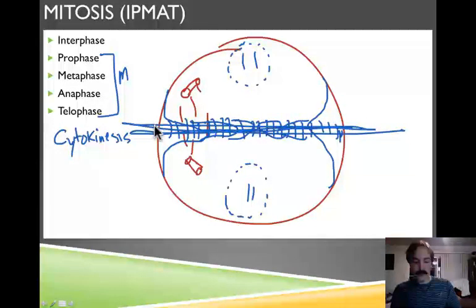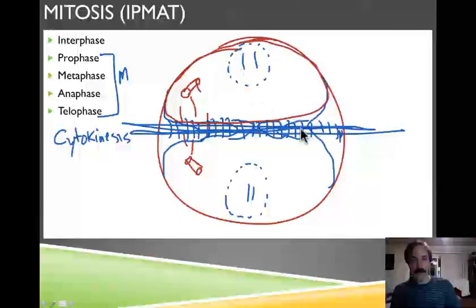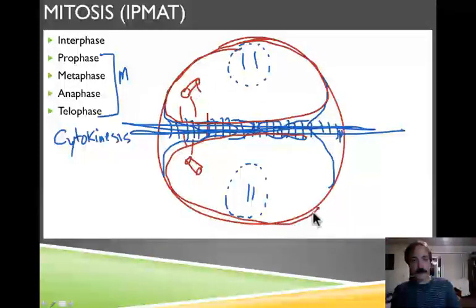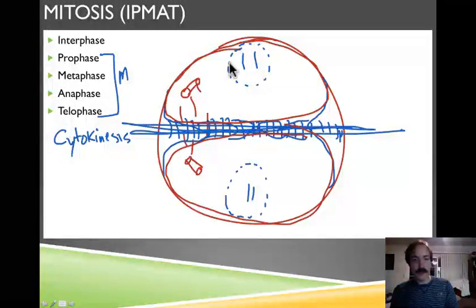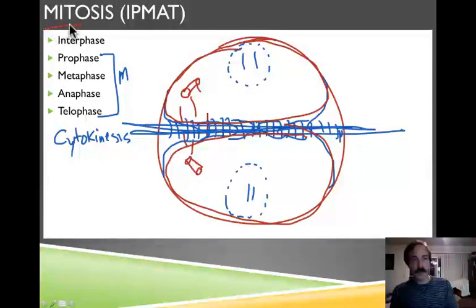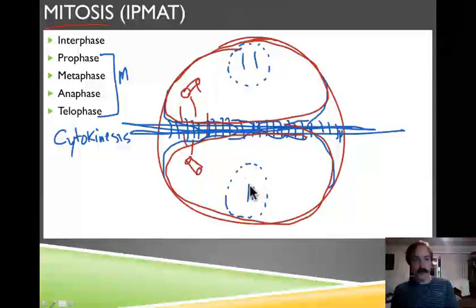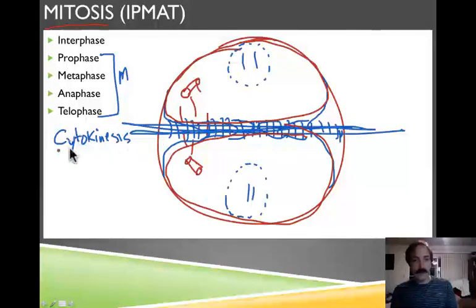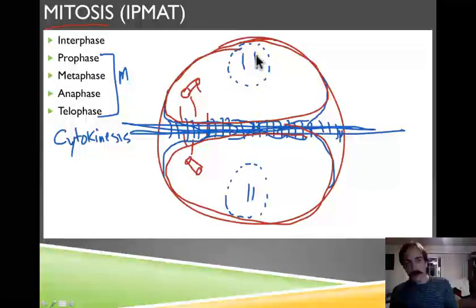And now we have a cell here and a cell here. Two little baby cells, each with their own nucleus, each with their own chromosomes. But the key is we had to go through mitosis first so that we could split the nucleus into two nuclei, and then we could split the cell. If we did cytokinesis first, then one cell would have a nucleus and the other one wouldn't.